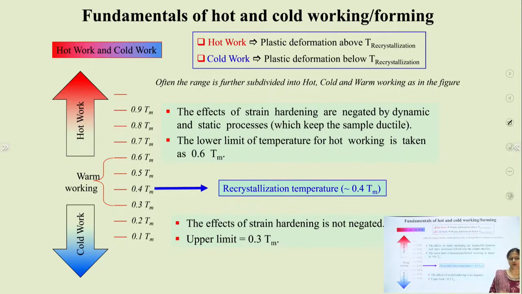Generally we say the recrystallization temperature is around 0.4 times the melting point of the material, but pure metal recrystallizes at 0.3 times the melting point of the material, whereas impure metals start recrystallization from 0.5 to 0.7 times the melting point of the material, but hot working is generally carried out at a temperature range of 0.6 to 0.9 times the melting point of the material.